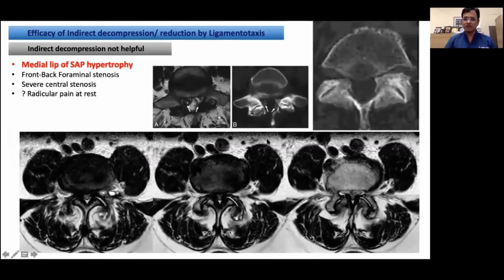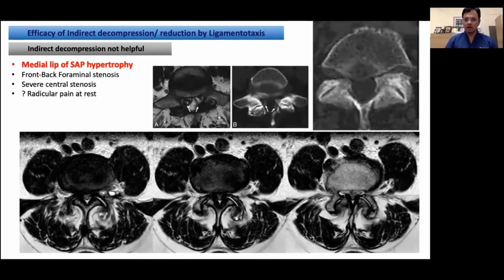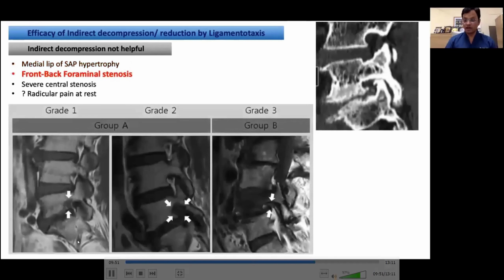Of course, the second category of patients we need to consider is where indirect decompression may not help at all. These are the cases where there is a medial lip of superior articular process hypertrophy, where there is a front-back canal stenosis. As we can see there, when there is a medial lip of facetal hypertrophy compressing the traversing nerve root, any amount of distraction is not going to cause any effective release of the traversing nerve root, and these cases are not ideal for an OLIF procedure or for indirect decompression per se.